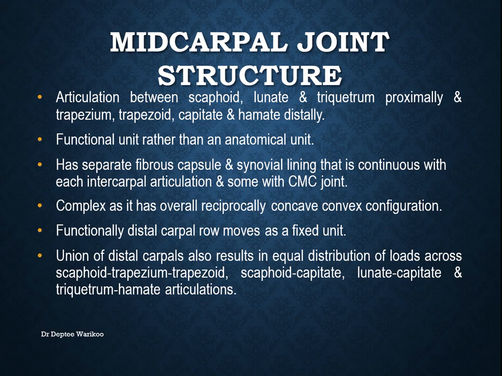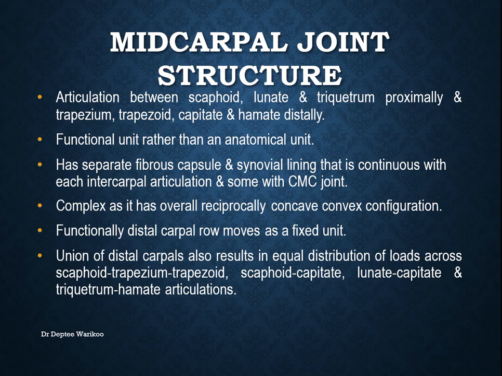The midcarpal joint surfaces are complex with an overall reciprocally concave-convex configuration. The complexity of surfaces and ligaments that are connected there, however, simplifies its movements. Together, the bones of the distal carpal row contribute 2 degrees of freedom to the wrist complex, with varying amounts of radial ulnar deviation and flexion extension created at the joint. So the functional distal carpal row moves as a fixed unit.